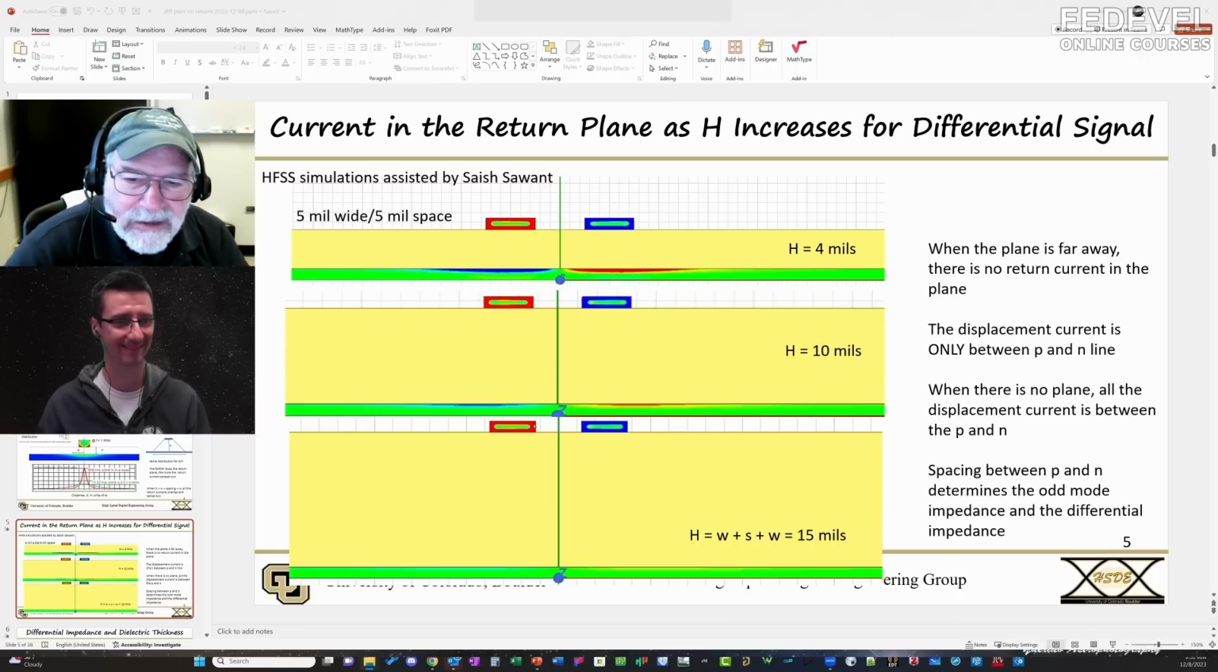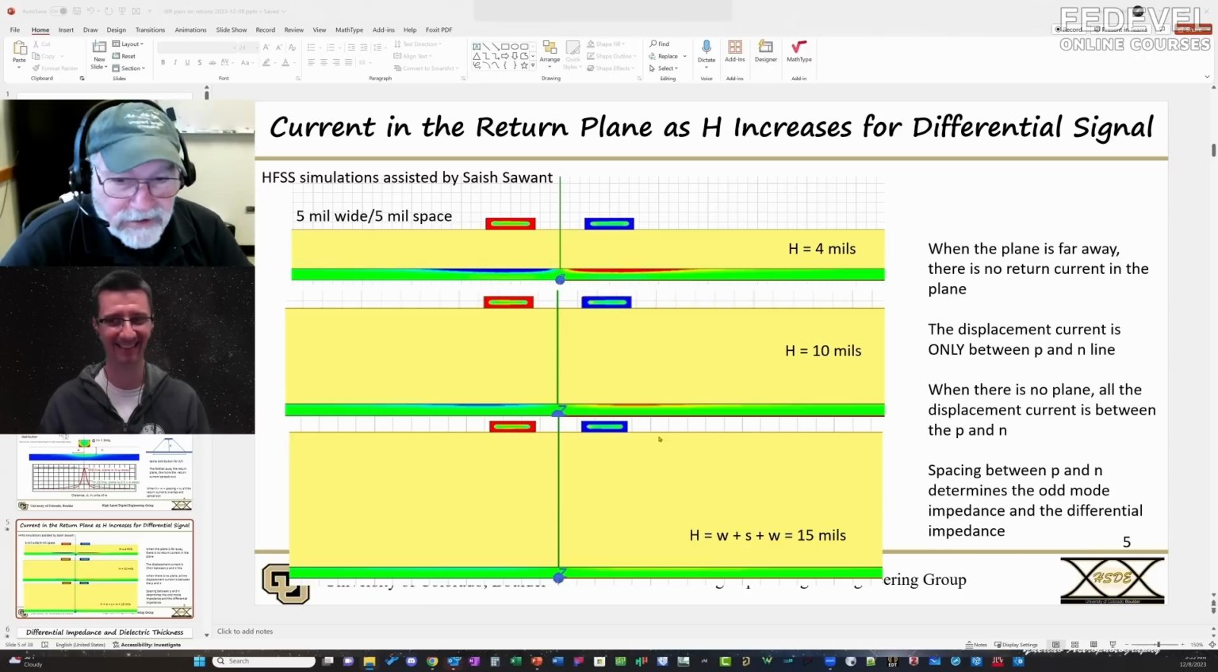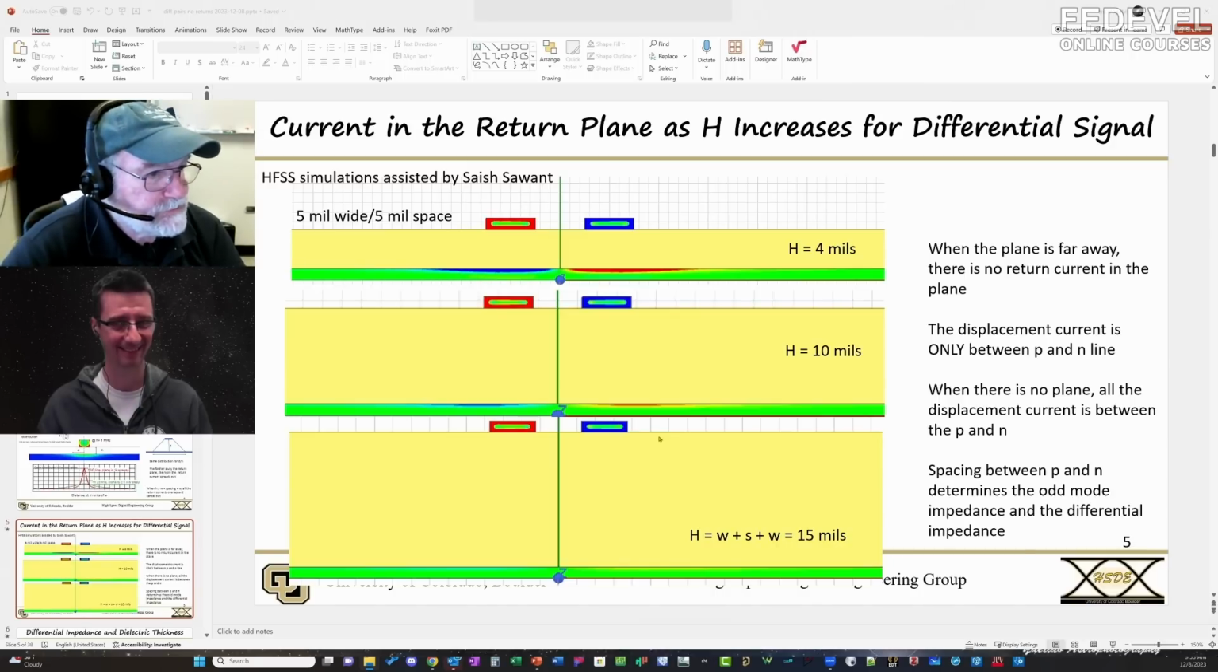So if I take this line width plus space plus line width, that's 3 line widths, I need to pull that return plane a line width, a space, and a line width away in order for the return currents to cancel out. That's not much. And if that spacing, huh? That's not much. It's not. You're absolutely right, but it is still very thick compared to what we usually use on circuit boards.